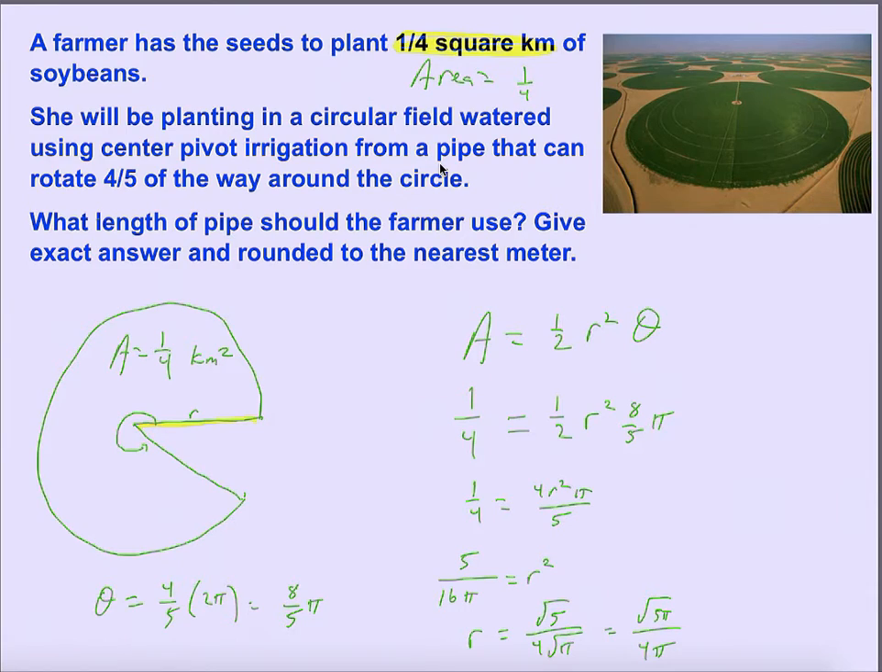But let's just quickly think about the units of measure here. Remember, these were square kilometers, and then we took the square root of it, which means that these are measured in kilometers. Which makes sense because a radius should be measured in a unit of length. Be careful though, the problem did ask for the exact answer and also rounded to the nearest meter. So if it's rounded to the nearest meter, just be careful.